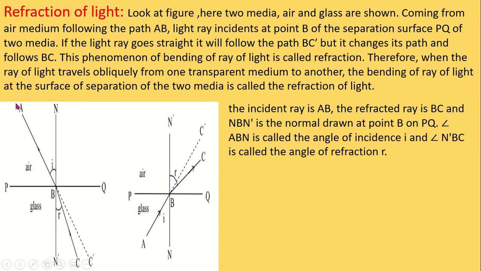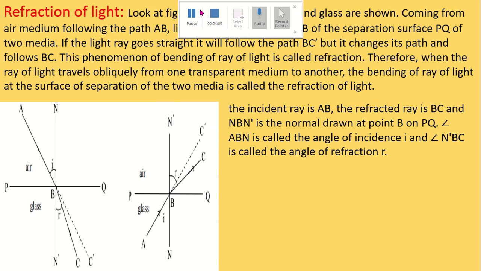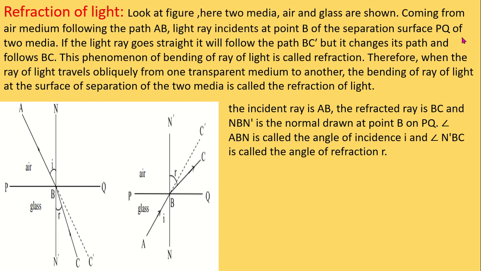Look here, coming from the air medium following the path AB, the light ray is incident at the point B of the separation surface PQ, the separation surface of the two media. If the light ray goes straight, then it should follow the path BC prime. But rather we are seeing the light going along BC. That means light is bending at the surface of separation, separating the two media.